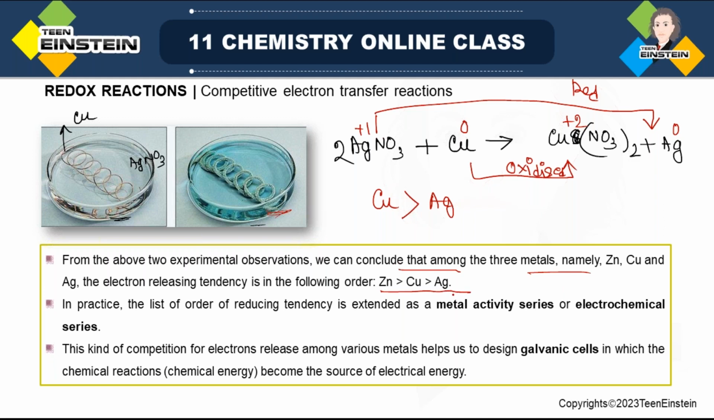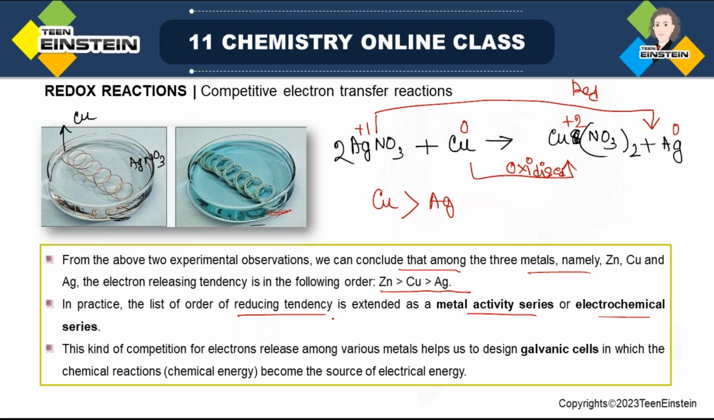Here we have only taken three metals, but there are so many metals. Suppose there are 10 metals given and we want to know which metal has the higher tendency, the whole order you can get from the metal activity series or electrochemical series, which we will discuss separately. But remember, this electron donating tendency is also called the reducing tendency.